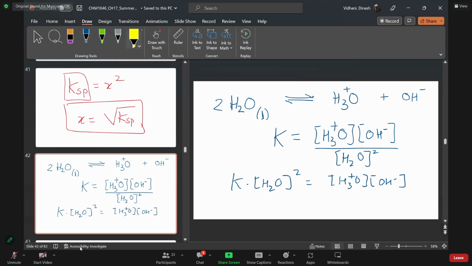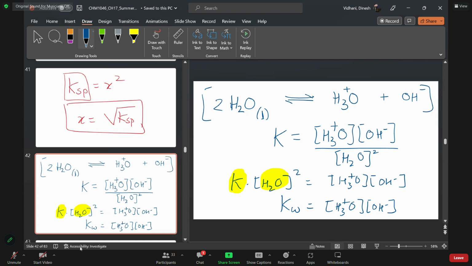And we said that a constant multiplied by a second constant is a constant. So we came up with another constant, Kw, which gave us this equation. Essentially, it is the product of the hydronium ion and OH minus ion concentrations, and this equilibrium is the autoionization of water. So far, so good?